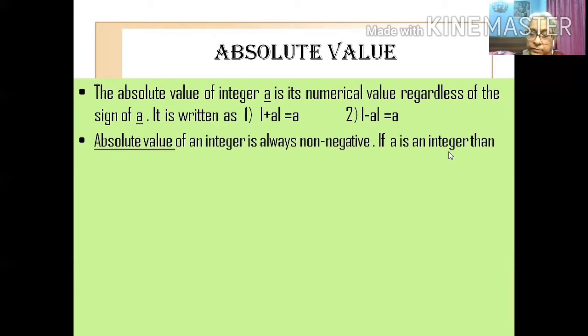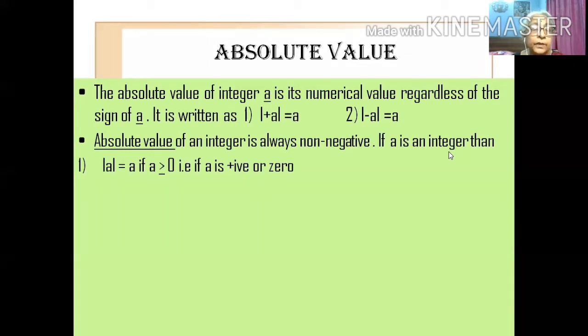If A is an integer, then the absolute value of A is equal to plus A if A is greater than 0, that is, if A is positive or 0. The absolute value of minus A is equal to minus A if A is less than 0, that is, if A is negative.